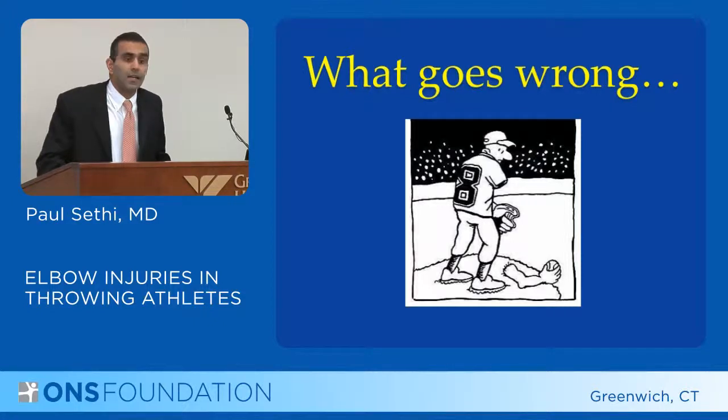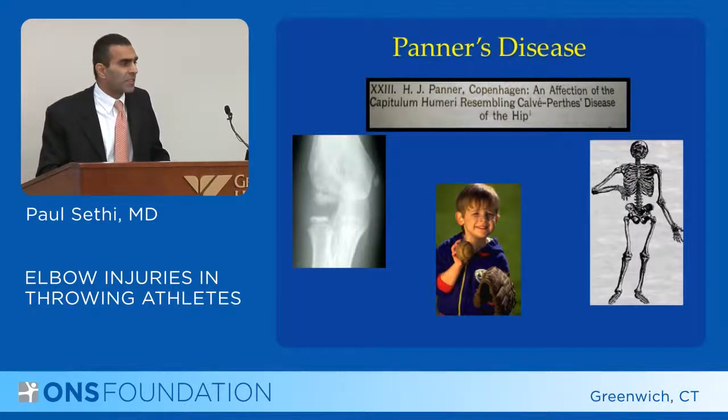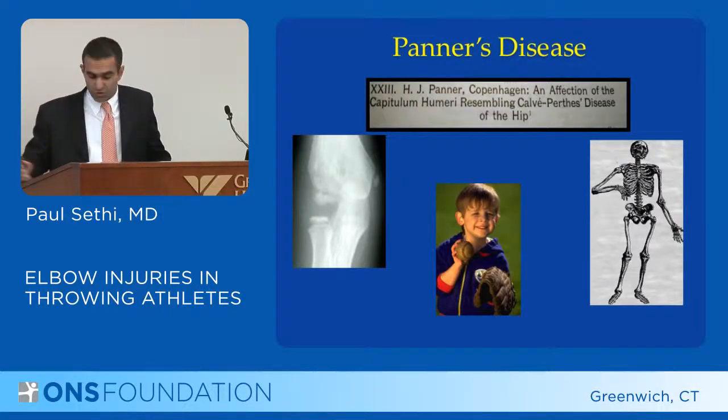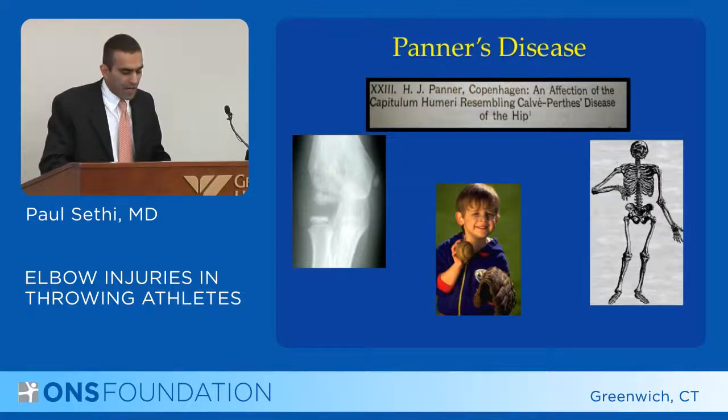What goes wrong? A lot of my job is seeing what goes wrong and trying to repair it. Osteochondritis dissecans has been around forever. It's described in the 1500s, well articulated in 1888, and Dr. Panner helped us understand this disease, this OCD of the elbow, from repetitive stress and overuse. This occurs in 8, 9, and 10-year-olds.